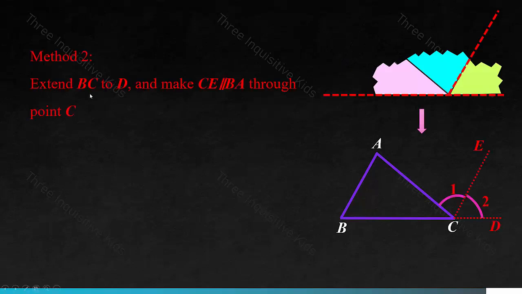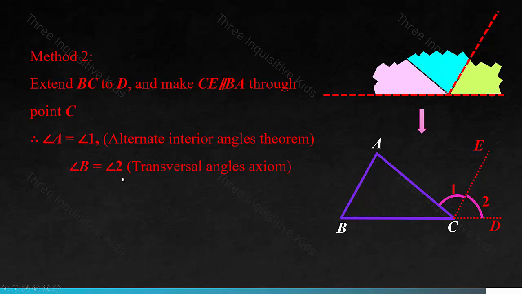Method 2. We can extend BC to point D and make CE parallel to BA through point C. Here you can see we've extended line BC and we made CE parallel to BA. Therefore, angle A equals angle 1, again using the alternate interior angles theorem. And angle B equals angle 2, using the transversal angles axiom. Also, because angle 1 plus angle 2 plus angle ACB equals 180 degrees, therefore angle A plus angle B plus angle ACB equals 180 degrees.